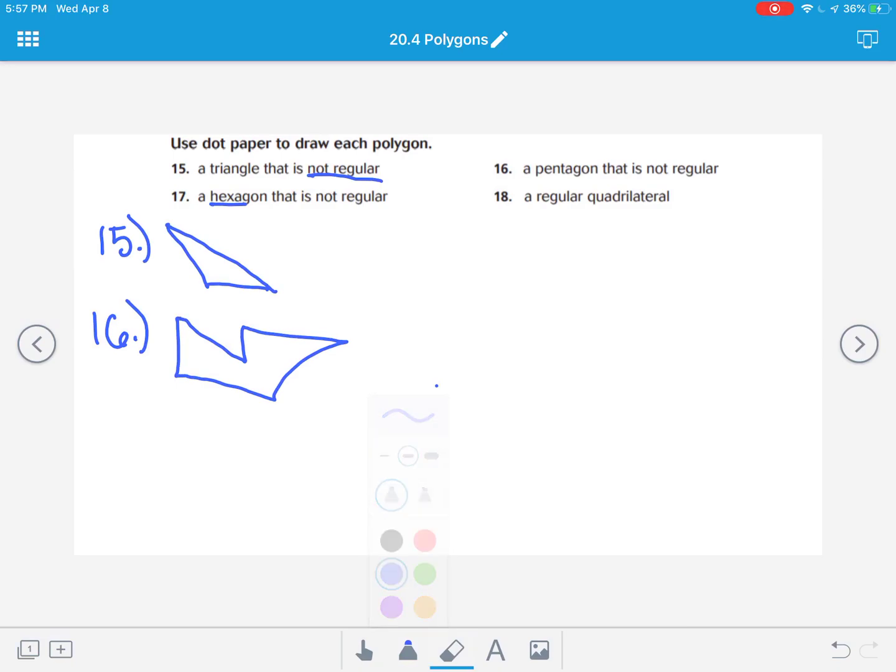Sorry, one of my sides is a little curved. Let me fix that. You can copy what I've done, or you can make your own shape. It just needs to have 6 sides. I'm going to fix that also so it's nice and straight. The best I can do. 6 sides, straight, not regular, but still a polygon.